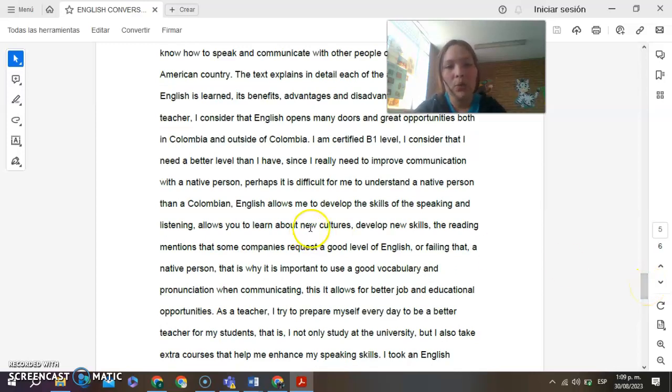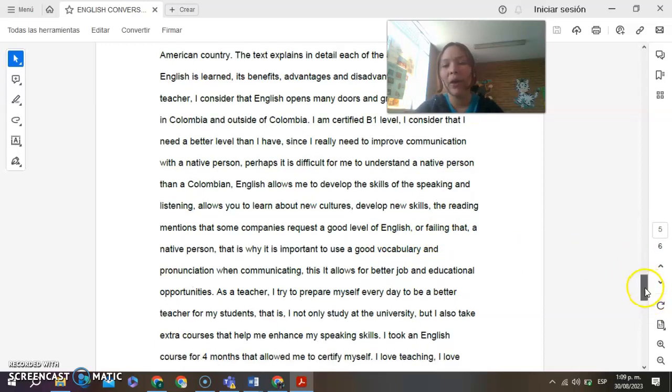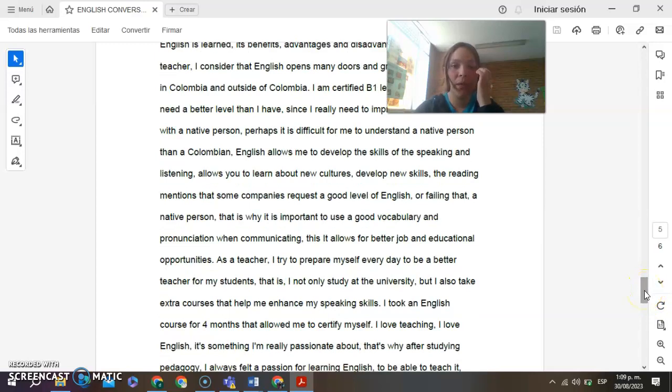English allows me to develop the skills of speaking and listening, allows you to learn about new cultures and develop new skills. The reading mentions that some companies request a good level of English, or failing that, a native person. That is why it is very important to use good vocabulary and pronunciation when communicating.